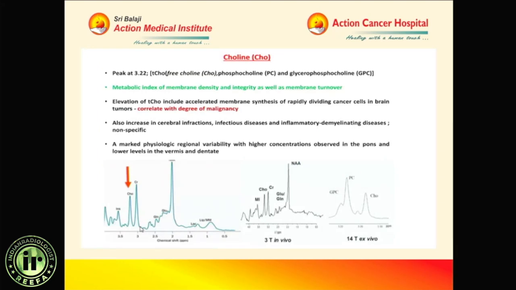Now, this is choline. Choline is a peak at 3.22 ppm. Total choline consists of free choline, phosphocholine and glycerophosphocholine, with phosphocholine being the main component. It is a metabolic index of membrane density and integrity as well as membrane turnover. Increased total choline levels correlate with the degree of malignancy. It also increases in infarctions and infectious diseases. So, we have to be very aware that its rise is non-specific.